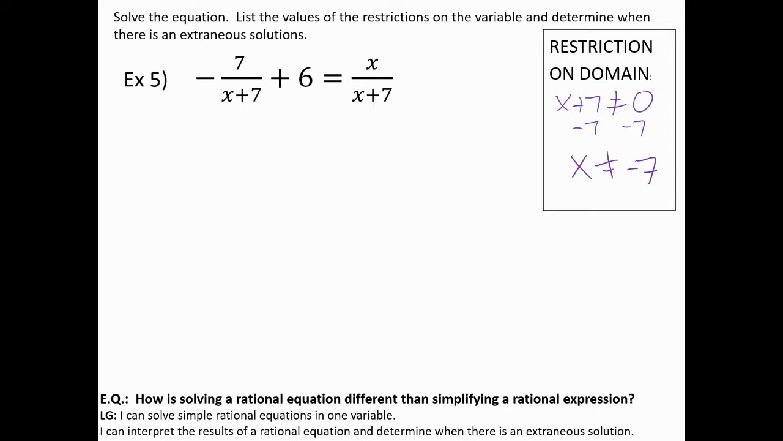All right, so the next thing we need to do is figure out our LCD, our lowest common denominator. And our lowest common denominator is x plus 7. So that's what we're going to multiply everything by to get rid of the denominator. And so here we go. I'm just going to rewrite this real quick. I like the negative with the 7, so I'm going to write it on the top like that.